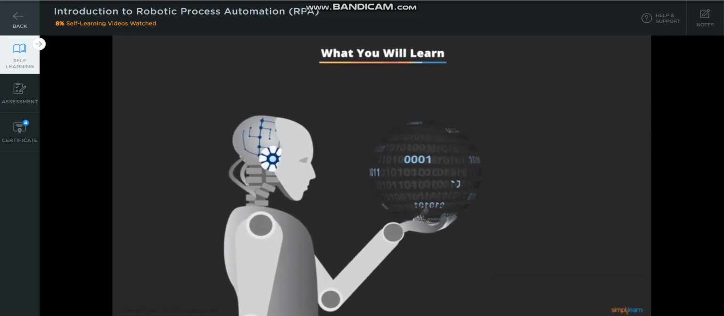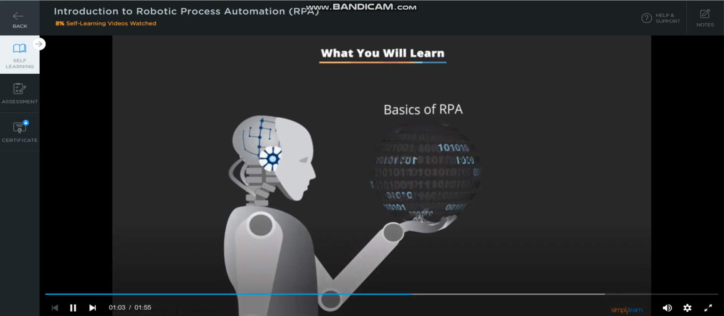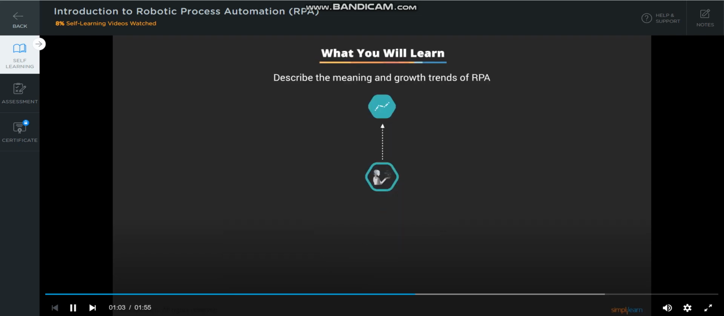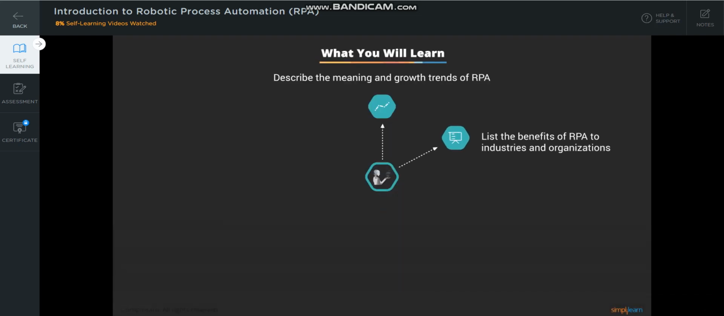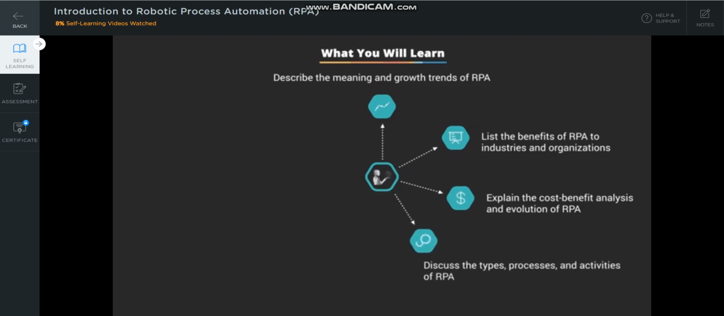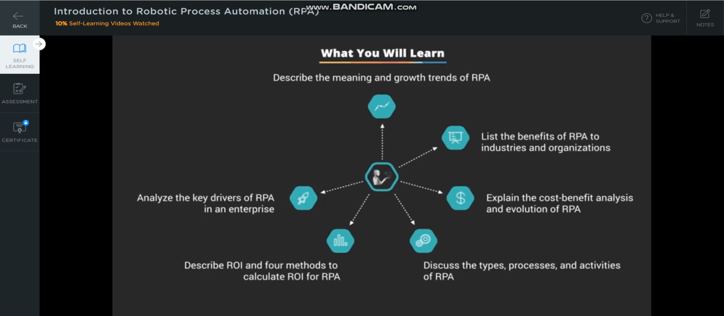The Robotic Process Automation course walks us through the basics of RPA. By the end of this course, participants will be able to describe the meaning and growth trends of RPA, list the benefits of RPA to industries and organizations, explain the cost-benefit analysis and evolution of RPA, discuss the types, processes, and activities of RPA, describe the ROI and the 4 methods to calculate ROI for RPA, analyze the key drivers of RPA in an enterprise, and finally, list the steps to enterprise RPA.